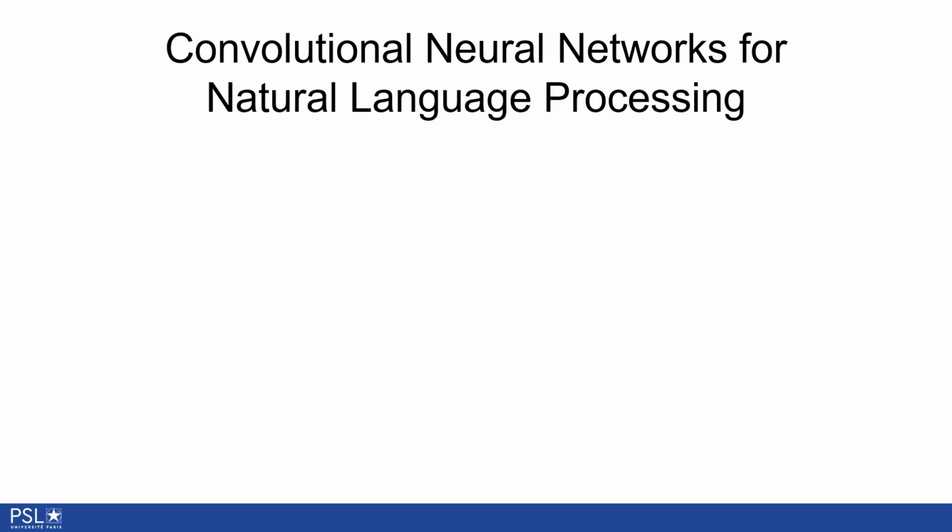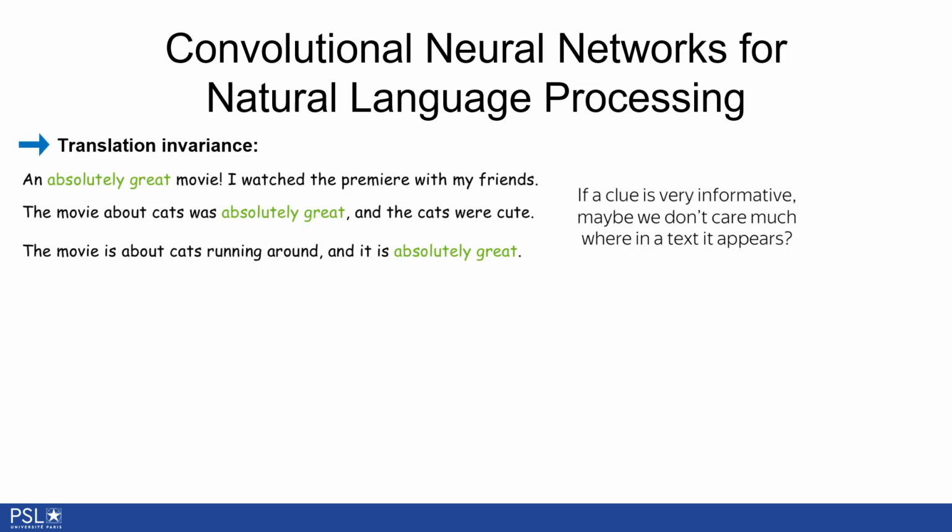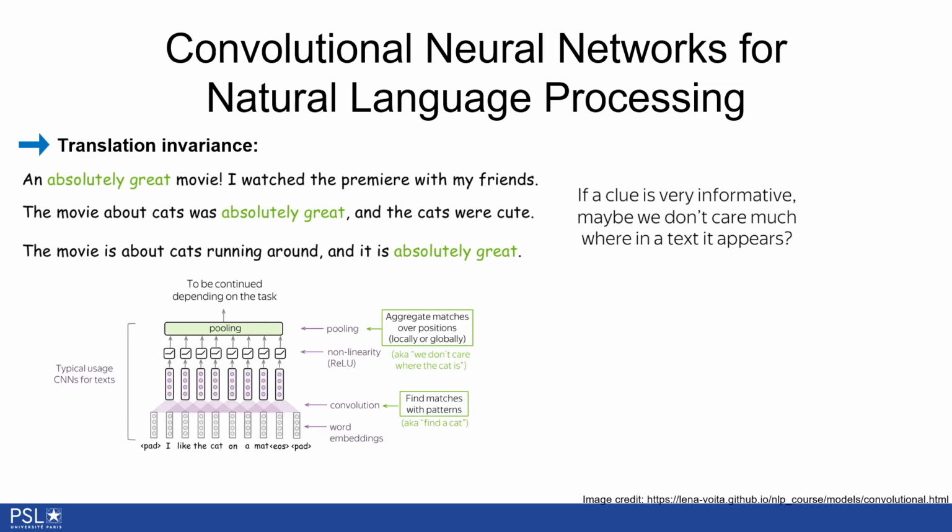These computational properties of CNNs can also be used for natural language processing. For example, imagine that we are interested in determining whether the sentiment of a given text is positive, negative, or neutral. Patterns, such as absolutely great, can be important features to identify a positive sentiment regardless of whether they appear at the beginning, middle, or end of the text. Translation invariance could be therefore useful also for representing and processing linguistic input.